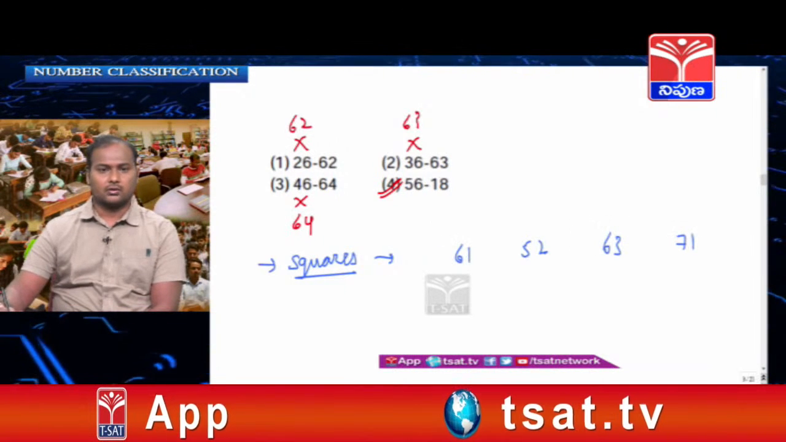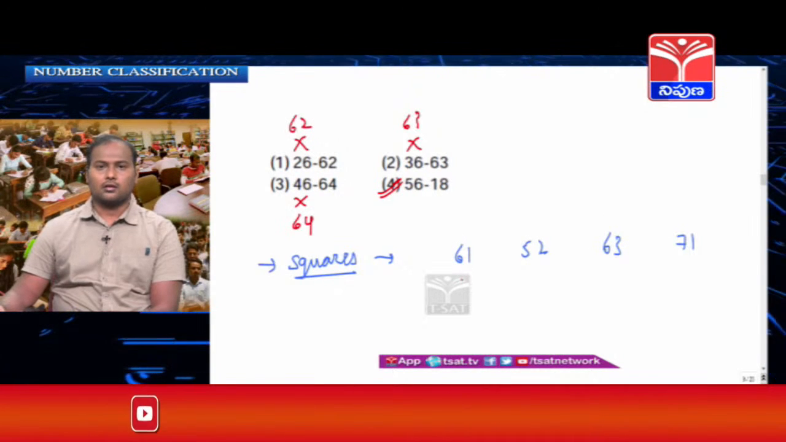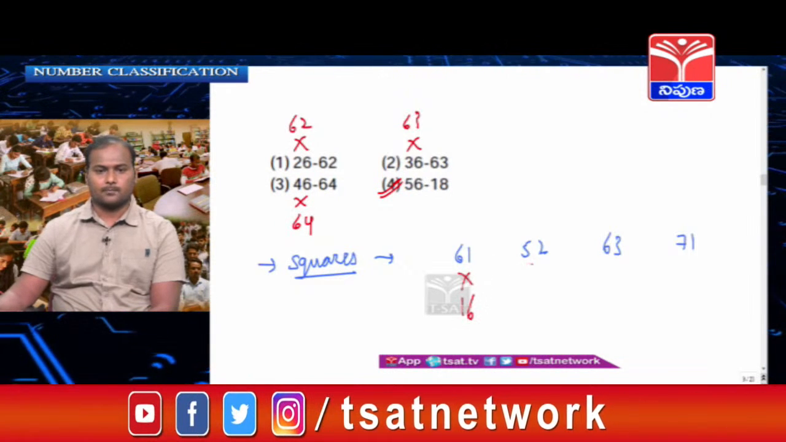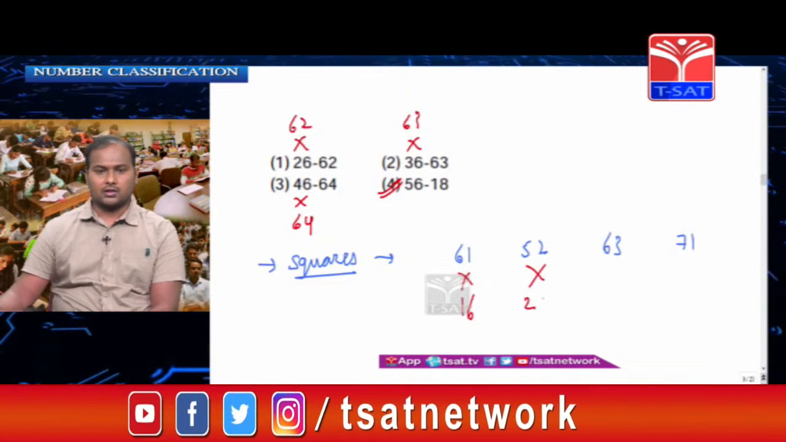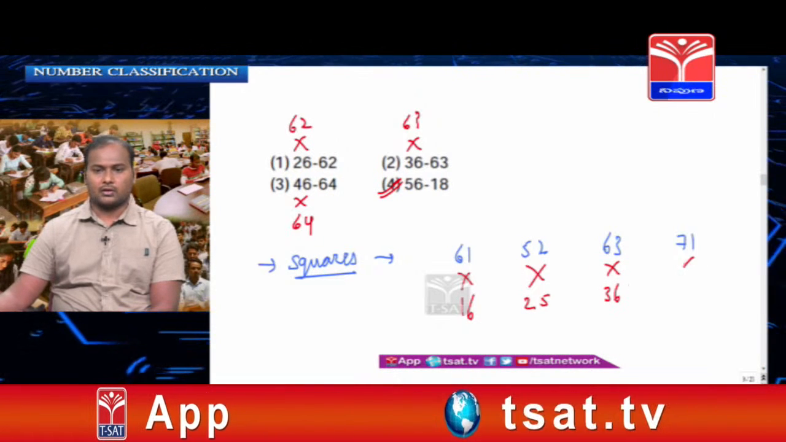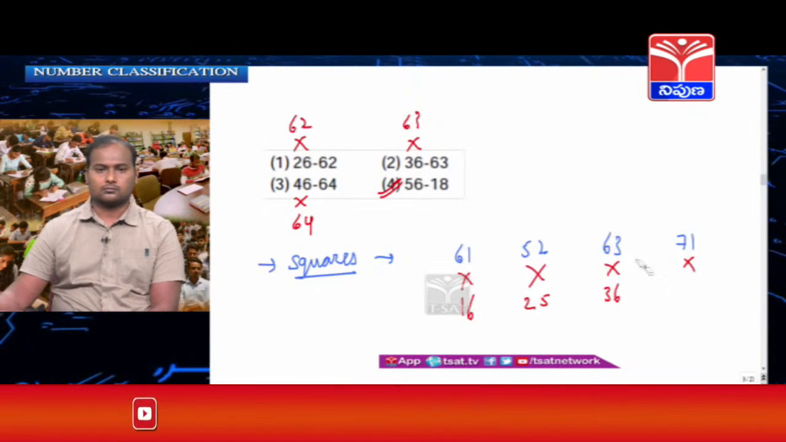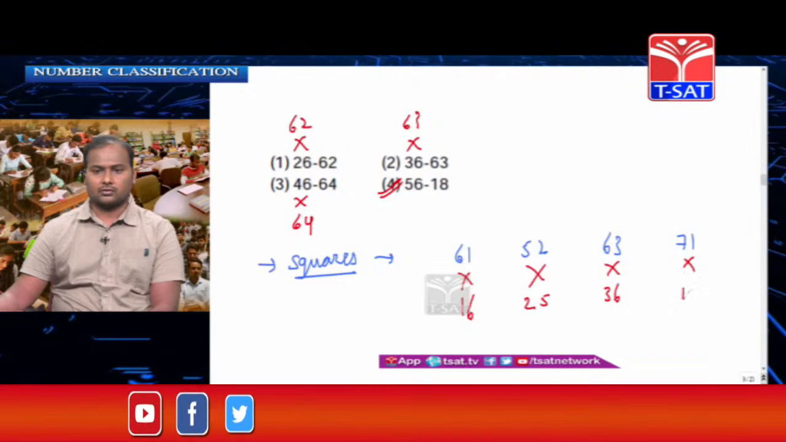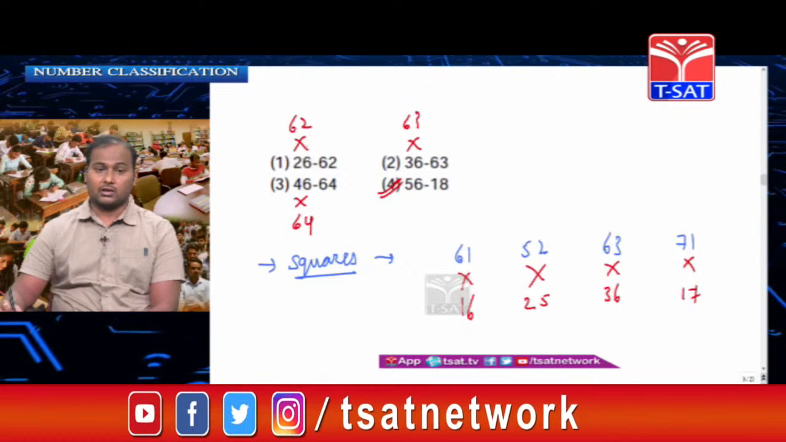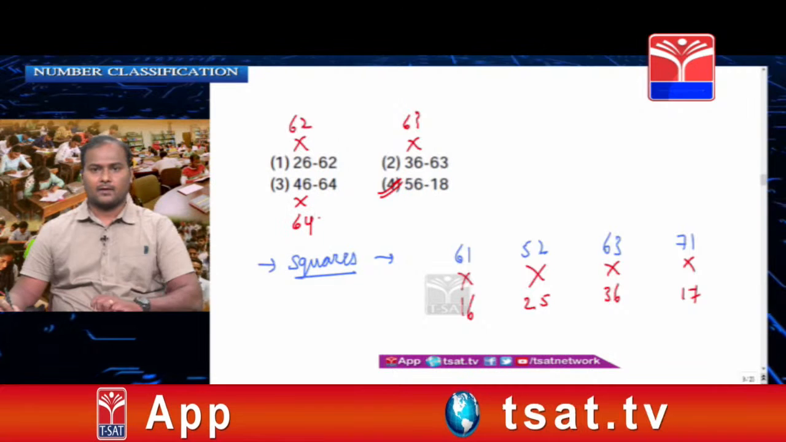The moment you see here, we can clearly observe that these values are squares in interchanged form. For example, 61, if you interchange, you will get 16. 52, you interchange, you will get 25. 63, you interchange, you will get 36. 71, you interchange, you will get 17. See here, the squares are inverted. Not only will the numbers invert, he will invert the square values as well. So the student needs to remember this as well.